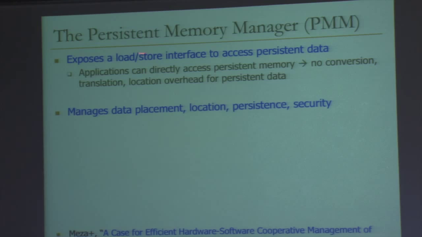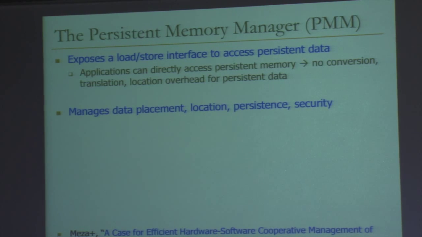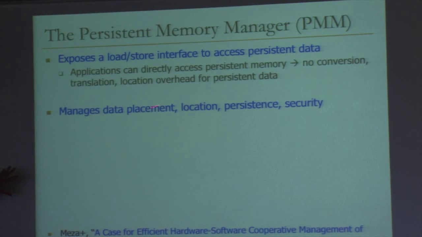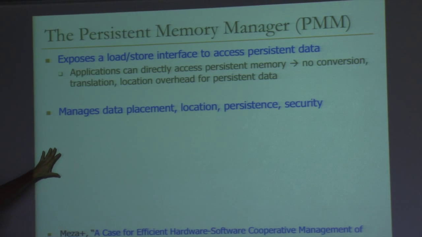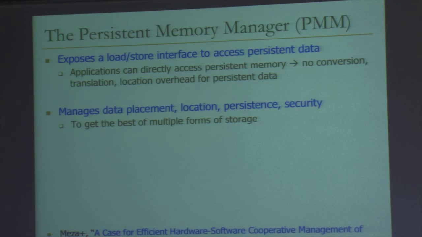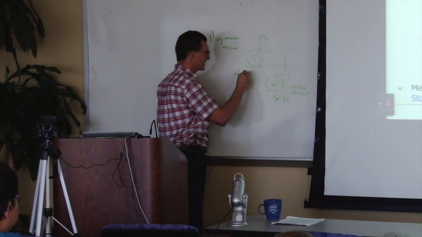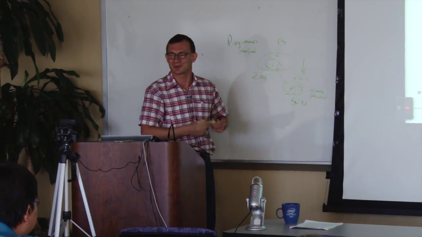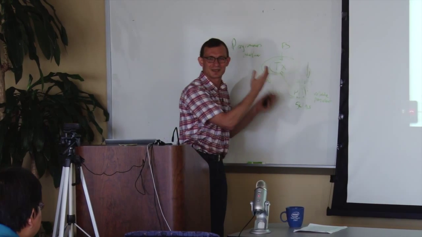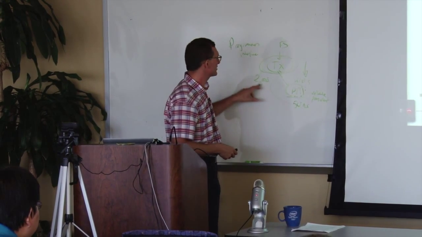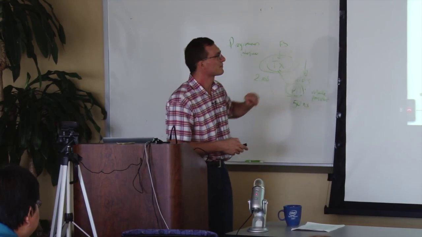And the hope is that this persistent memory manager now has a lot of the functionality of the file systems, right? It manages data placement, location, persistence, and security. And this is a lot, right? A lot to manage. If you look at a file system today, and if you're interested in this, I would definitely encourage you to look at the file systems. They do a lot of things. And the question is, how do you do this really efficiently such that you don't waste the 50 nanosecond access time by going through a file system interface that's like 2 milliseconds. Actually, it's not 2 milliseconds. It's faster than that, but you get the point, right? You have this device that's 50 nanoseconds. You don't want to go through that 2 millisecond interface.